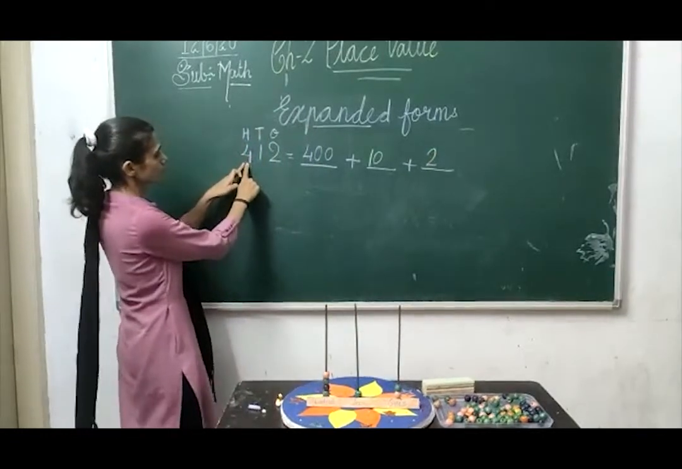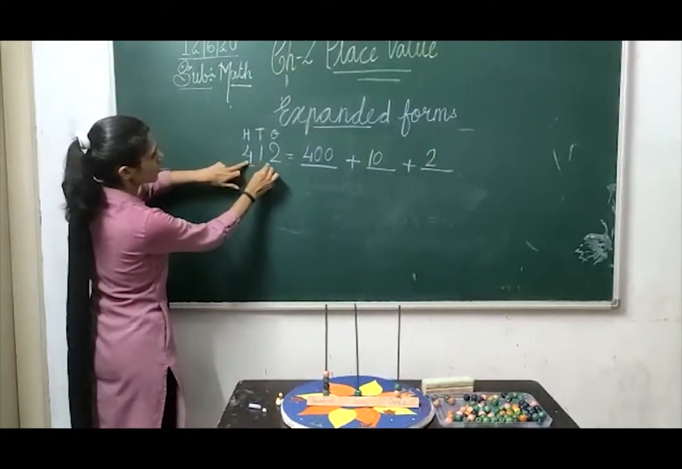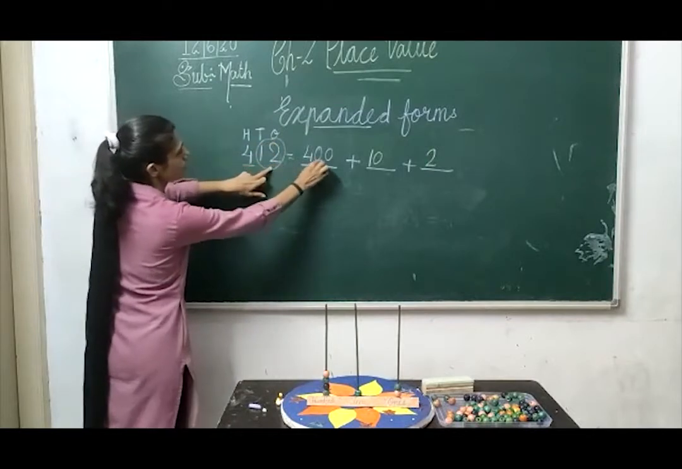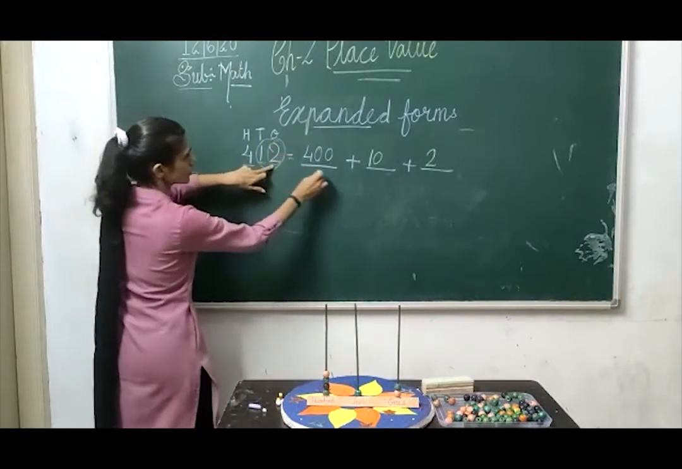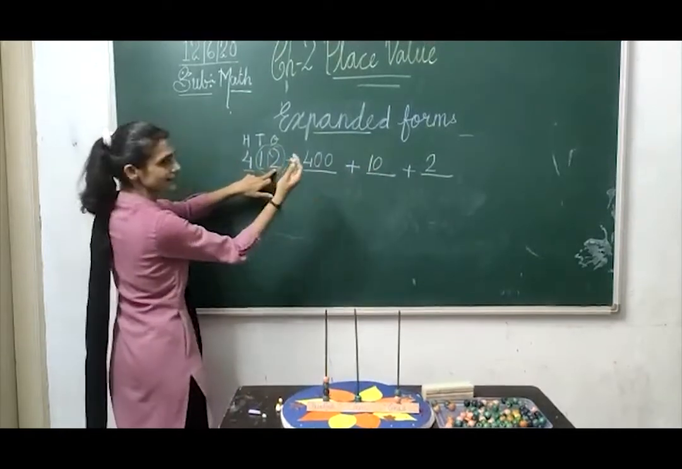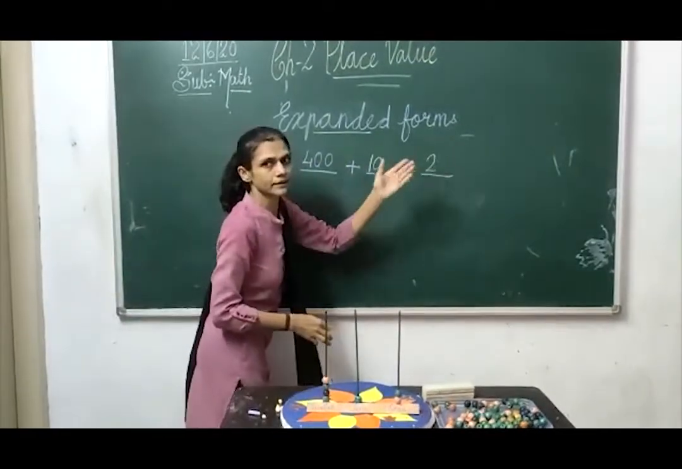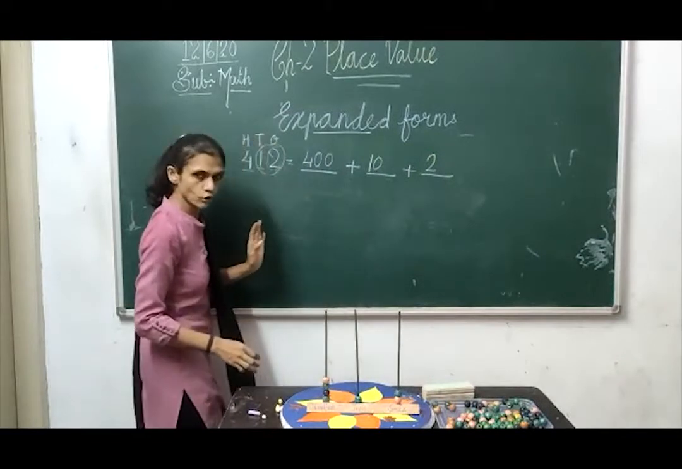You have to look here. After 4, how many digits were there? 2 digits. So you have to put 2 zeros. After 1, how many digits were there? 1. So you have to put 1 zero. And after 2, no digit is there, so you don't have to write any zeros.